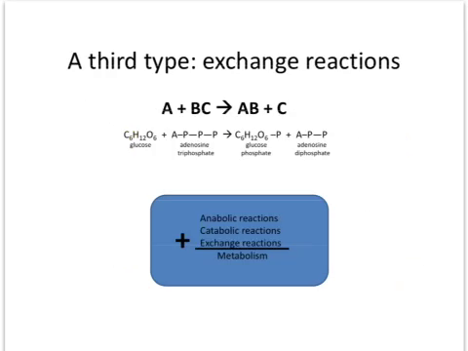Here we have a third type of reaction, an exchange reaction. In an exchange reaction, we have two reactants, and bonds are exchanged between the two reactants to form two separate products. A specific example is the molecule glucose and the molecule adenosine triphosphate, or ATP. When a phosphate from adenosine triphosphate is transferred over to glucose, we form a glucose phosphate molecule and adenosine diphosphate.